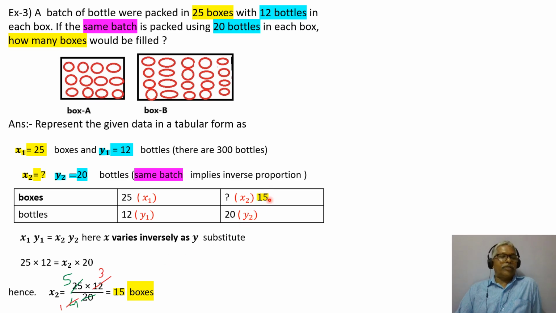Okay, got it? It's very simple. If you don't understand, go through it again and try to solve similar problems, then you will be thorough with it.